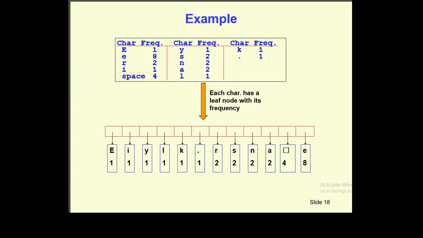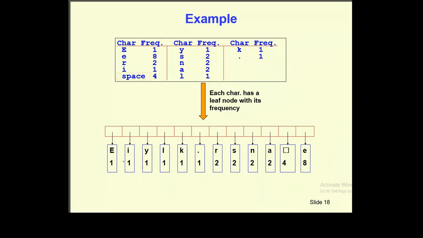So let's understand it by this example here. These are the different characters with their frequency. Now we can simply sort them in ascending order. We can see here the frequency of E is 1, frequency of I is 1, frequency of Y is 1, frequency of L is 1, K is 1, and so on.